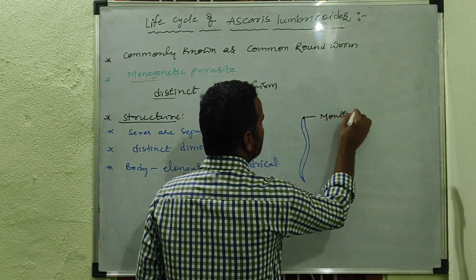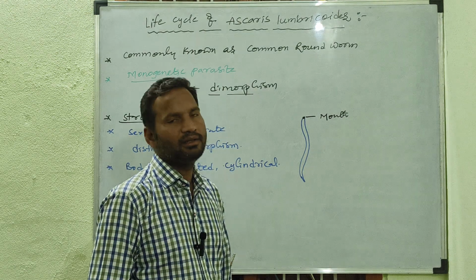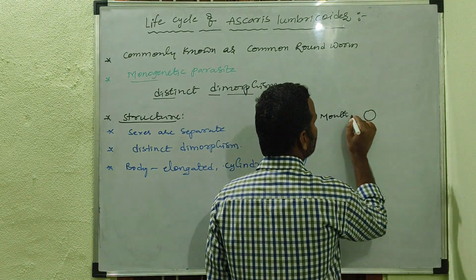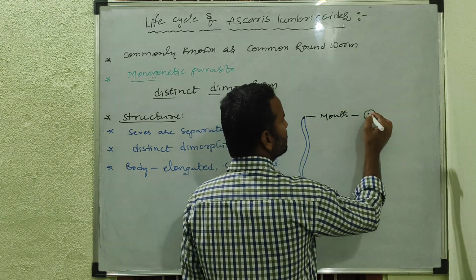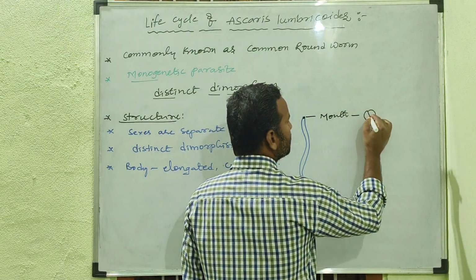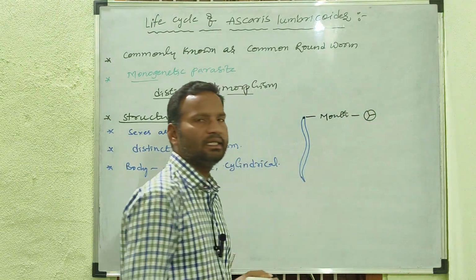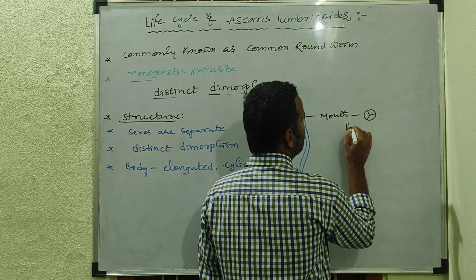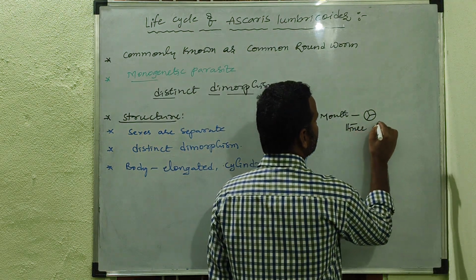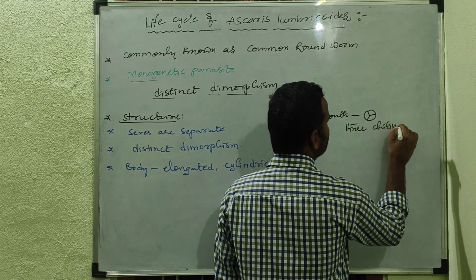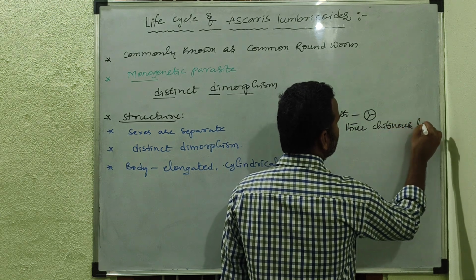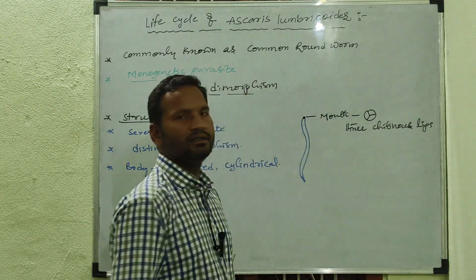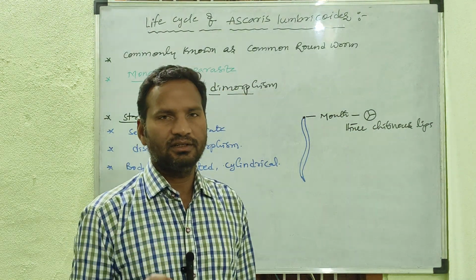The mouth is surrounded by three chitinous lips. The mouth is composed of how many? Three chitinous lips. That's why it is surrounded by three chitinous lips. This is actually an imaginary diagram for understanding.